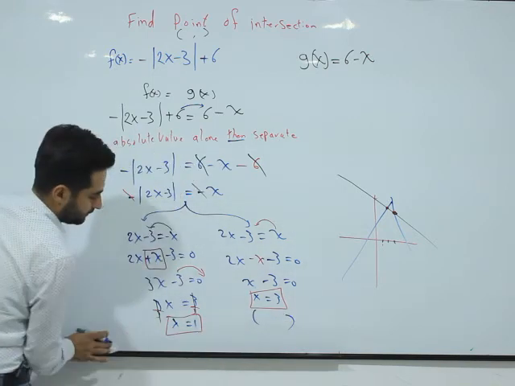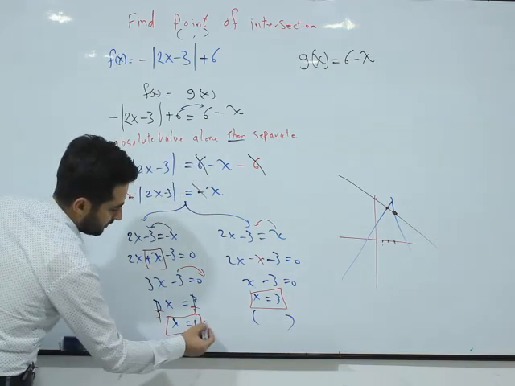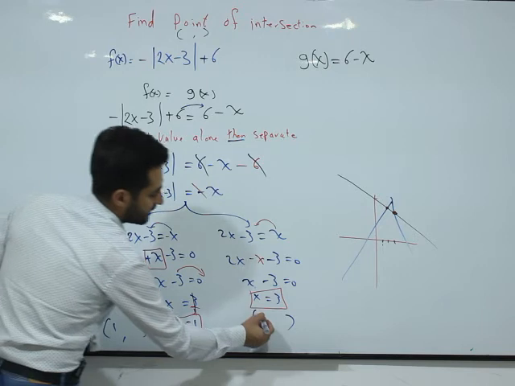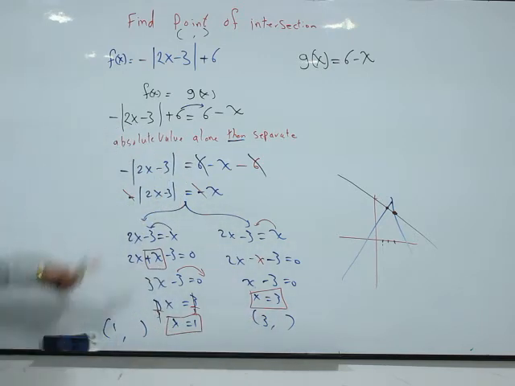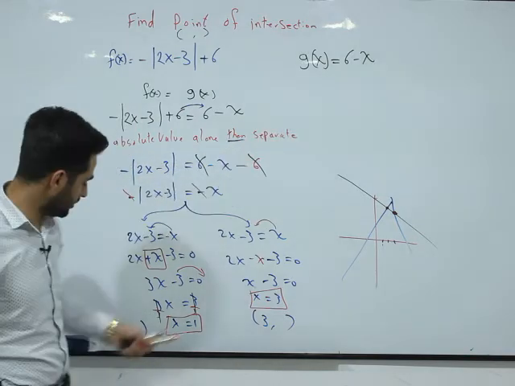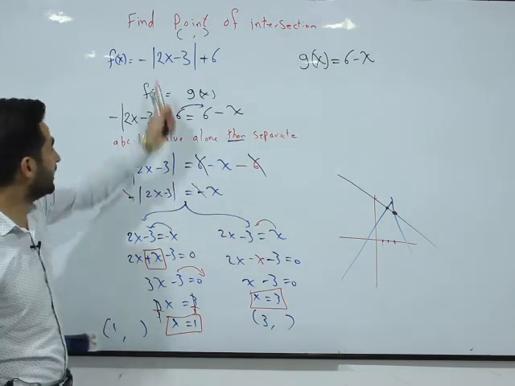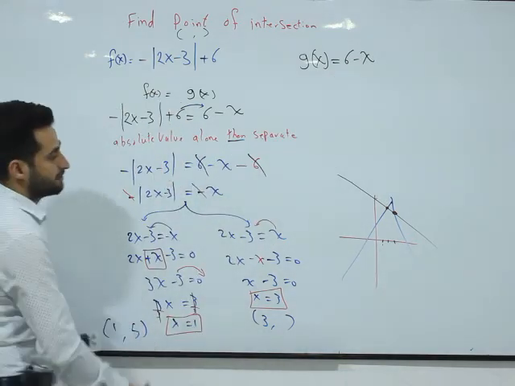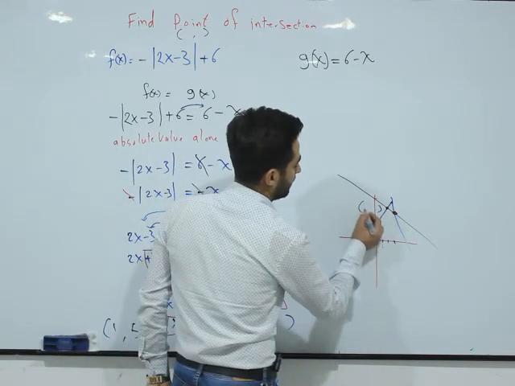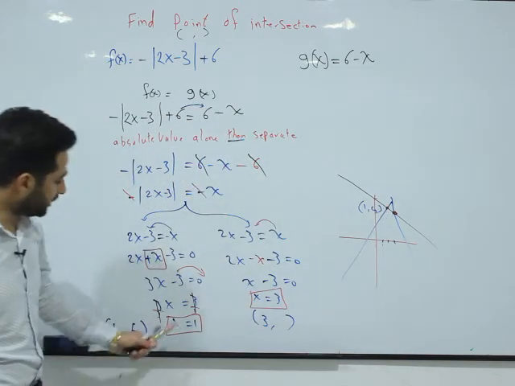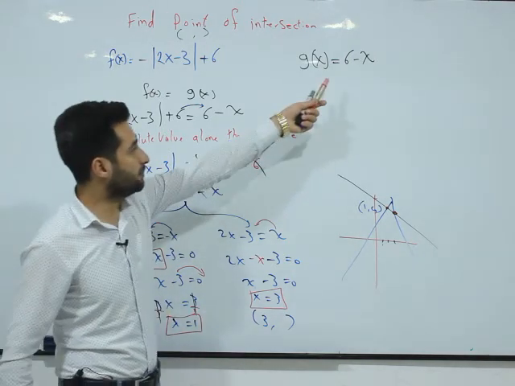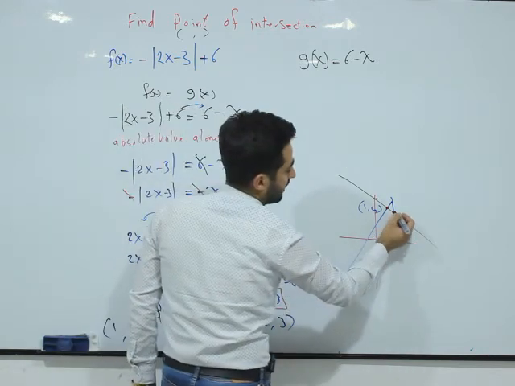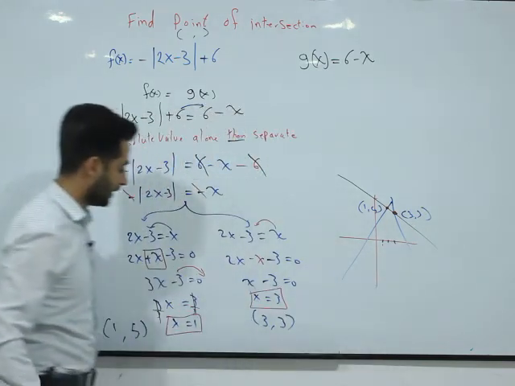We can write here beside it. Here the x is 1 and here the x is 3. If we put 1 in the place of f or g, g is easier. If you put it in f or g, it will be the same. Put 1 here, 6 minus 1, it will be 5. So this point is 1 and 5. Okay, this point. And the other point is 3 and what? Put 3 here, 6 minus 3 is 3. So this is 3 and 3. Okay, that's it.